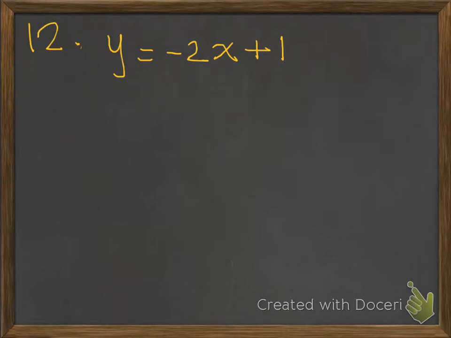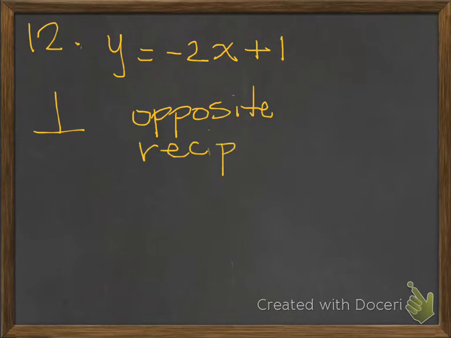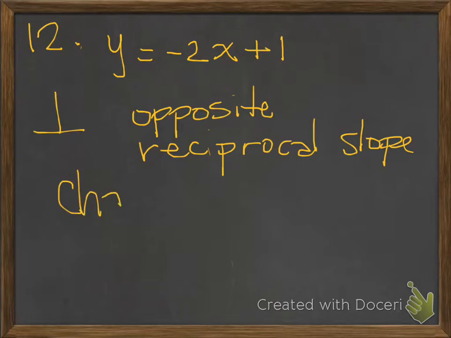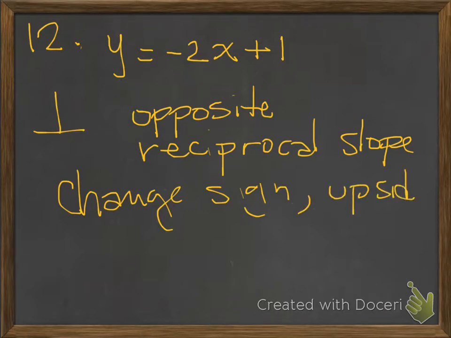Now, number 12 asks us, what is the slope of a line perpendicular to the line with the equation y equals -2x plus 1? Well, if you think back to last week, perpendicular lines have opposite reciprocal slope. So basically that means change the sign and turn it upside down.